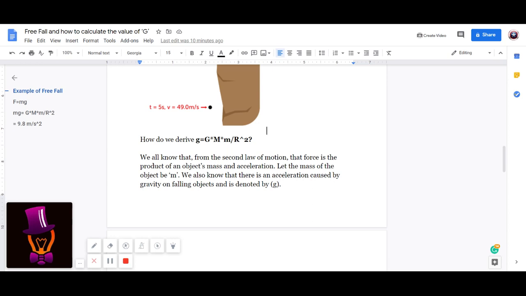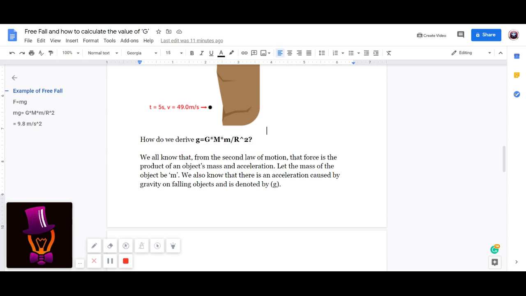How do we derive small g is equal to capital G into capital M by r square? We all know from the second law of motion, which we will be doing in the upcoming videos, that basically F is equal to ma. Force is the product of an object's mass and acceleration. Let the mass of the object be small m. We also know that there is an acceleration caused by gravity on falling objects, and it is denoted by small g. We have been discussing this through the entire video.